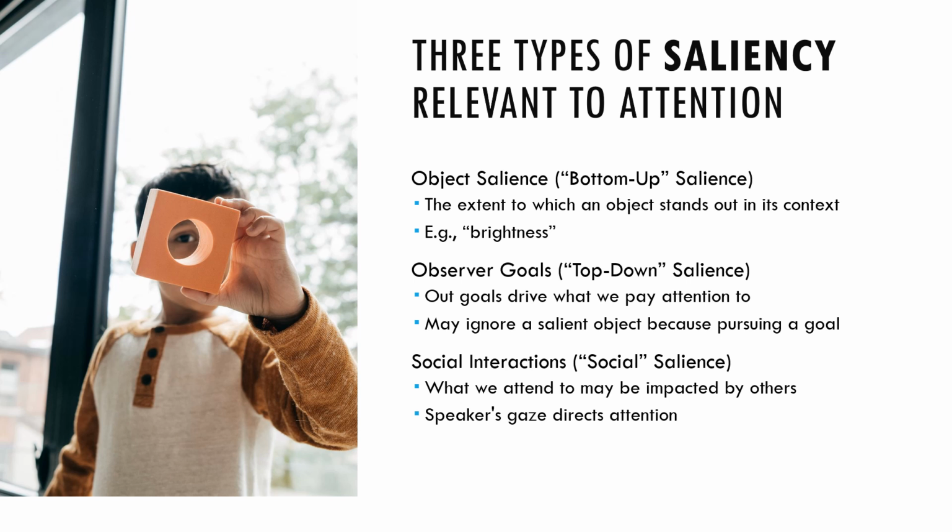One is object, or bottom up. It's something about an object that causes us to look. Or observer goals, which is when we have something we're pursuing that drives what we pay attention to. Or sometimes social interactions, or social salience, impacts what we pay attention to.